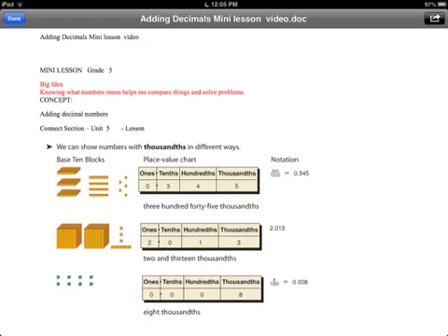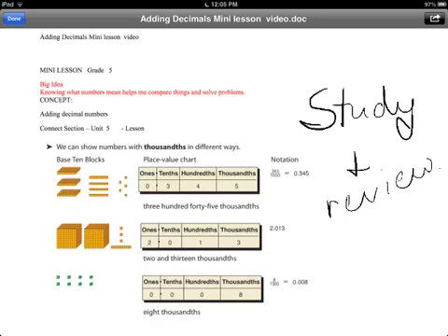Remembering that this is the ones place, tenths, hundredths, thousandths, and you really just need to memorize those. So that may mean that you need to actually study and review.